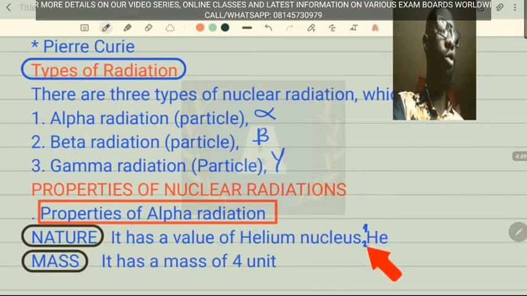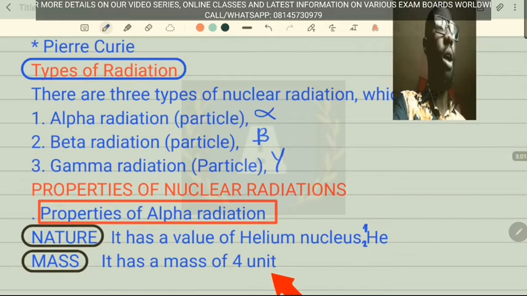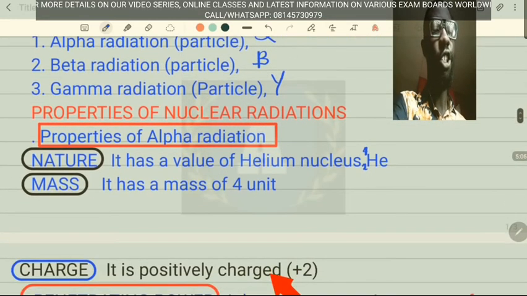So the subscript, which is 2, and the superscript, which is 4, means it has a mass of 4 and a proton number or atomic number of 2. The mass is 4 units, that is, atomic mass units. Then the charge: alpha radiations are positively charged, so it has a charge of +2.